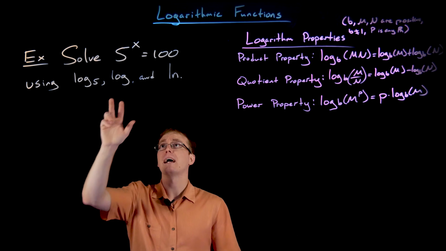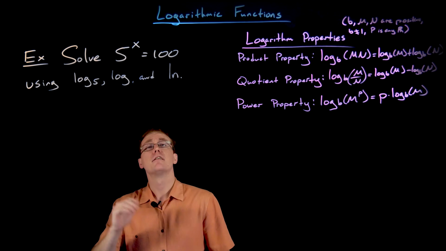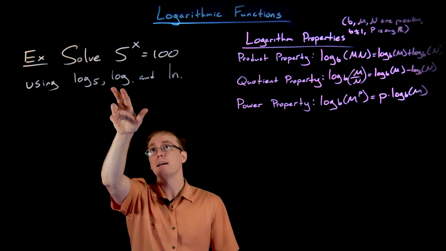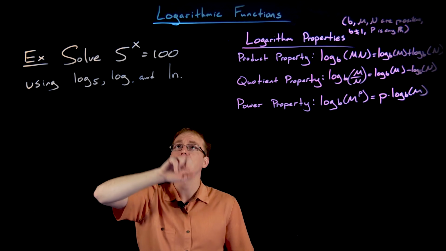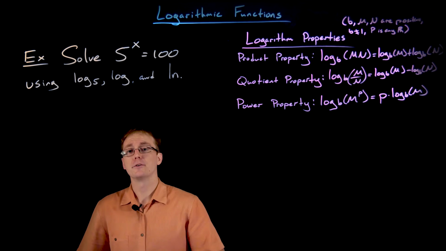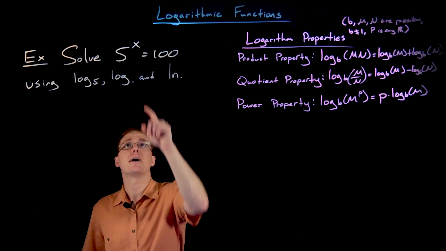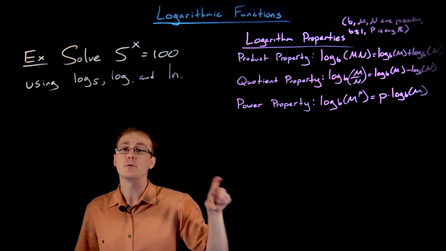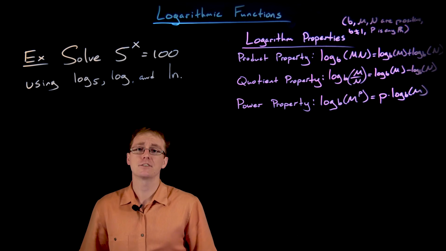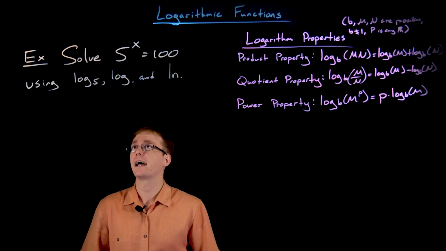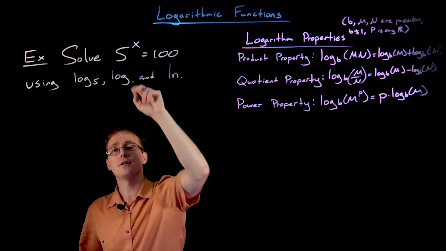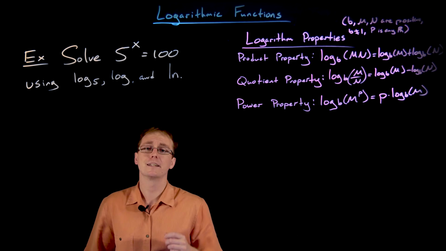In this example, we're asked to solve the exponential equation 5 to the power of x is equal to 100 using log base 5, the common log or log base 10, and the natural log or log base e. So remember, in order to solve any equation, we're really trying to isolate a variable and get that variable equal to a single number. So in our case here, we're trying to solve for x, and we can actually accomplish solving for x using log base 5 really quickly just by rewriting our equation from its exponential form to its logarithmic form.